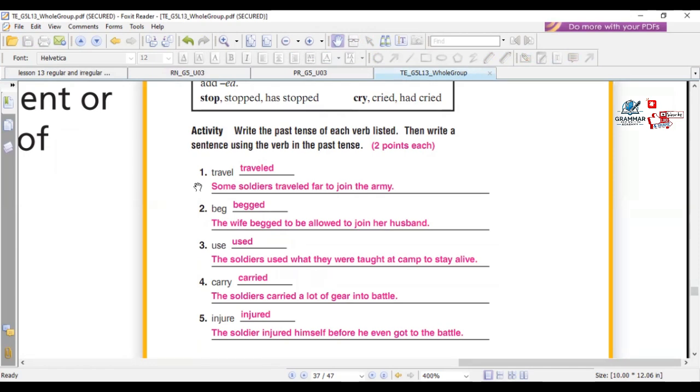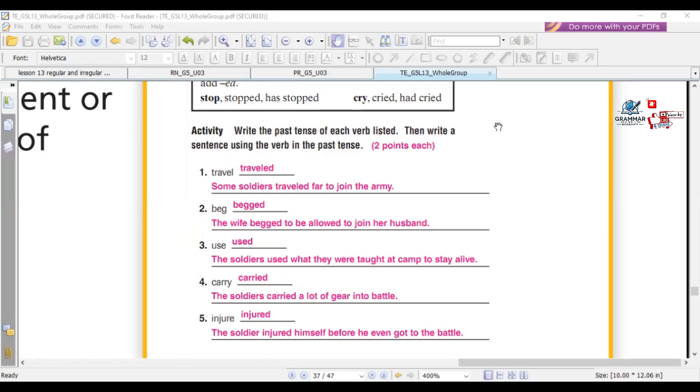You have the chance also to say number 2. Big. Bigged. We add ed. No, we have to first double the last consonant before adding ed. Why, mister? Because here we have a consonant at the end and a vowel before it. In this case, we have to double the last consonant before adding ed. Okay? You have a sentence for it. Can you read the sentence for us? The wife begged to be allowed to join her husband. Thank you so much, Jawad.